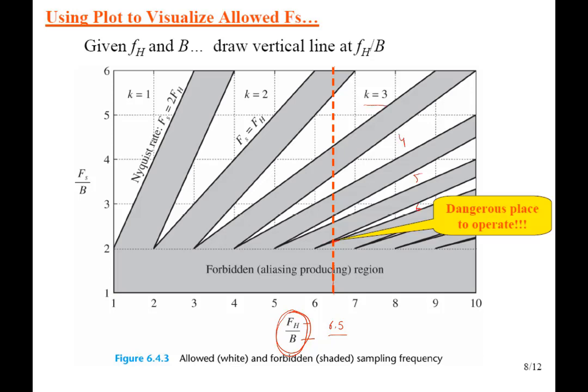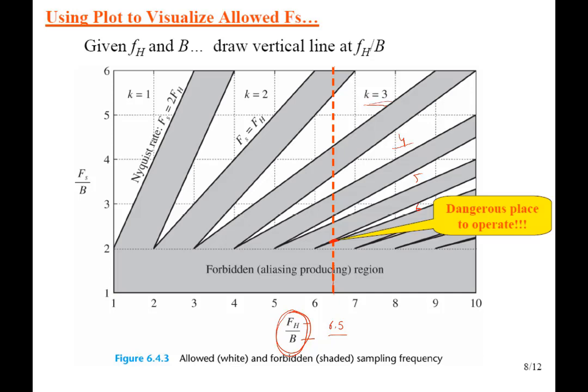So if you select this region, it is very dangerous to operate, because just as a result of a small error, you can just fall into the category of forbidden region. So you will try to avoid these regions. Instead, you will go to lower values of k. So you will prefer to use k is equal to 4 or k is equal to 3.